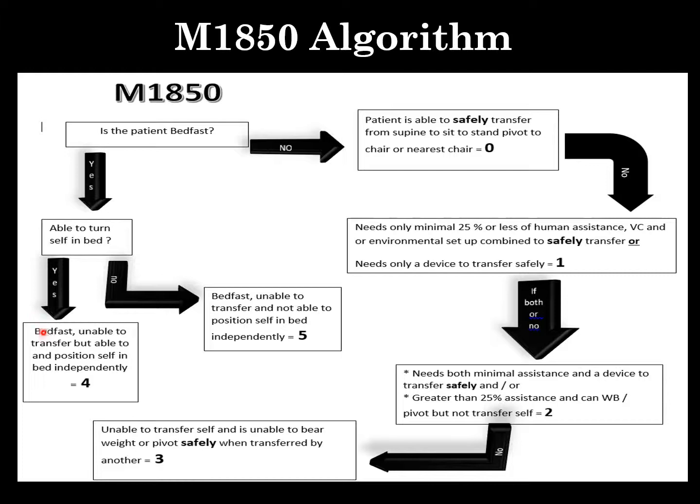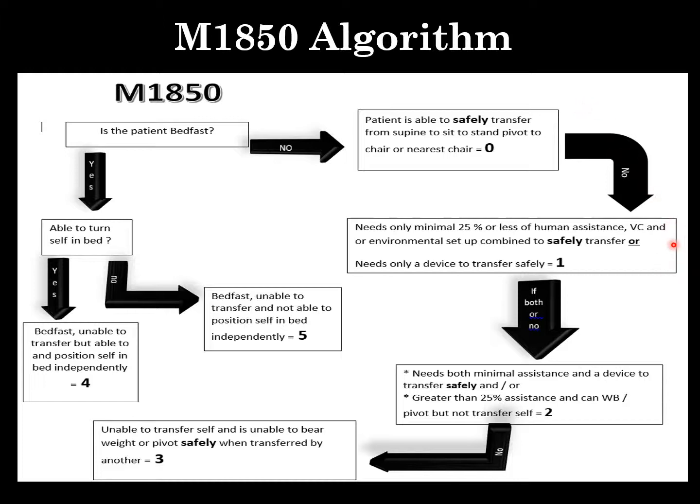So let's take a look at an algorithm quickly. It's very simple to look at how you're going to start to score this. First you ask, is the patient bed fast? If they're sitting up, you already know they're not. If they are, then you'd have to look at their ability to either sit up or tolerate being upright. If they're not bed fast, you have to assess if they're safe with no instructions at all or no device. If that's true, then 0 would be the appropriate answer.